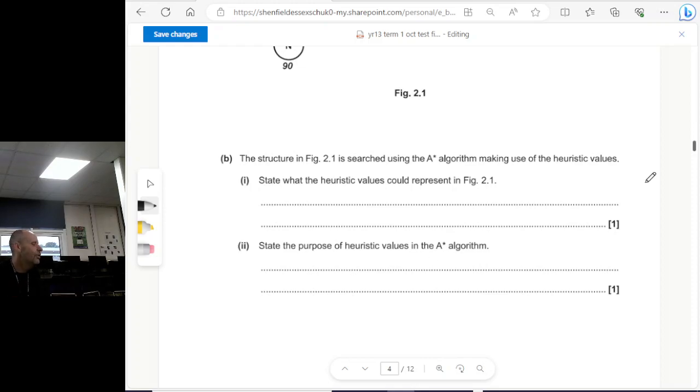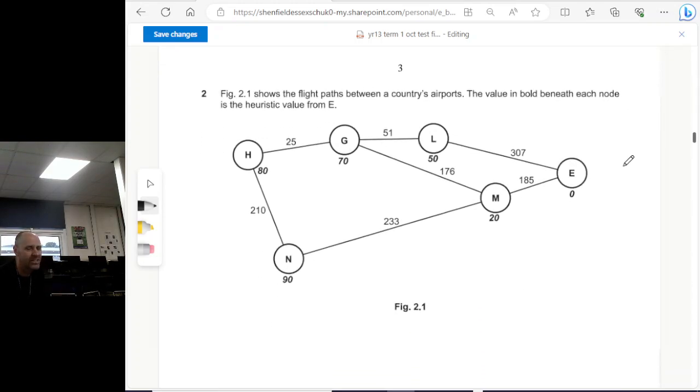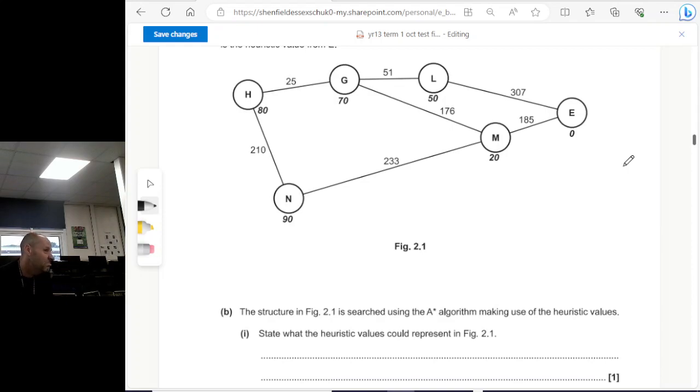Right. The heuristic values had to go from the scenario, and it had to be based on the scenario. It was about airports, wasn't it? So those numbers could represent time, minutes. It could represent fuel, couldn't it? So it doesn't have to be a physical distance. It can be other things. So it could be the actual amount of fuel burnt between airports. Okay? Anything that was sensible was okay.